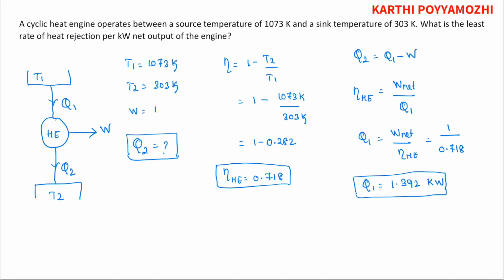And from this, Q2 will be equal to Q1 minus W, which is equal to 1.392 kilowatt minus 1 kilowatt, which is nothing but the work. Therefore, the value of Q2 will be equal to 0.392 kilowatt.